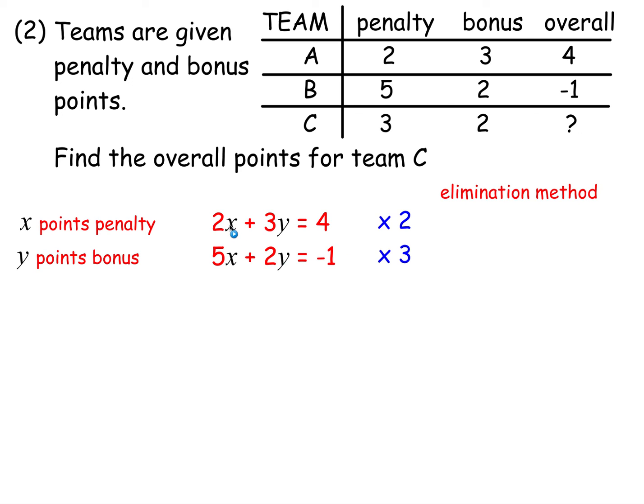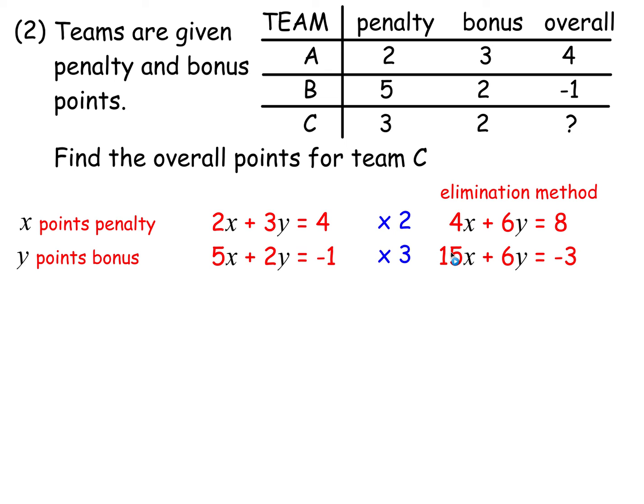Double everything in the top. 2 times 2x, 2 times 3y, 2 times 4. There it is, 4x, 6y and 8. Multiply everything in the second equation here by 3. 3 times 5x, 3 times 2y, and 3 times -1. There it is. They've now got the same y term. Subtraction will eliminate the y's. I'll just do top minus bottom.